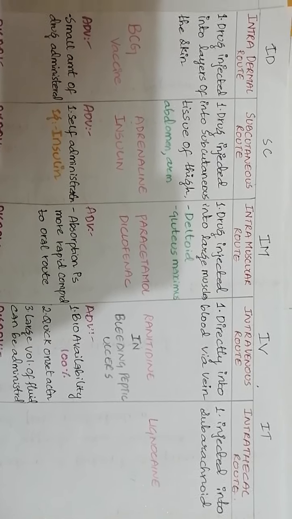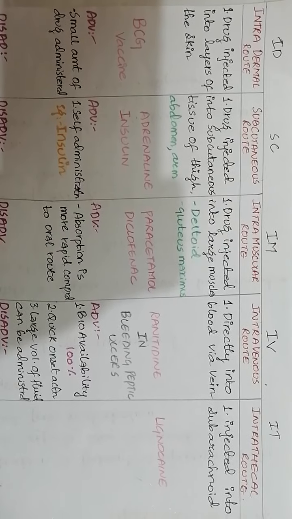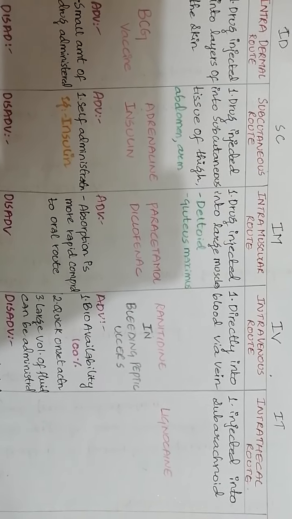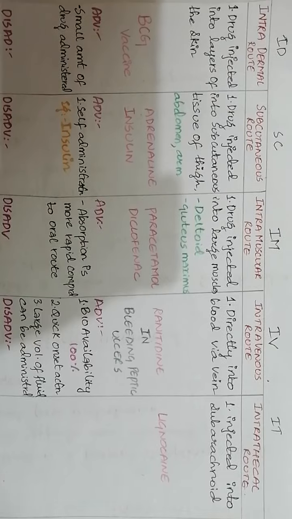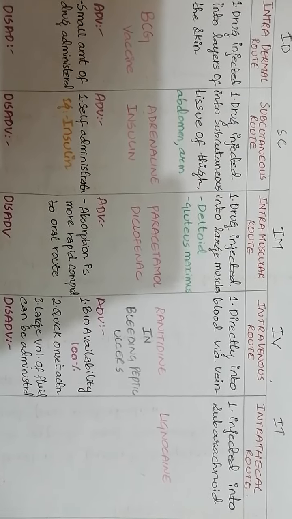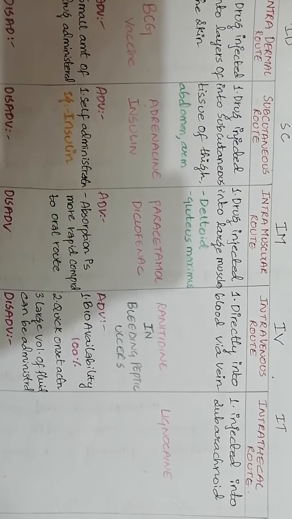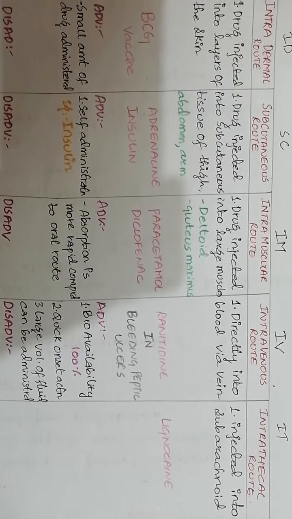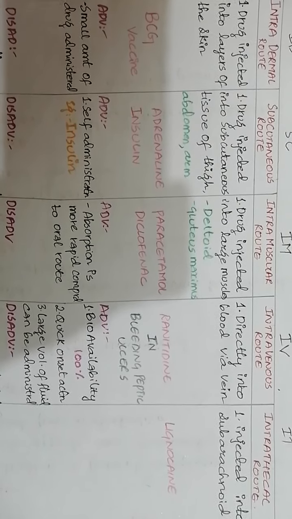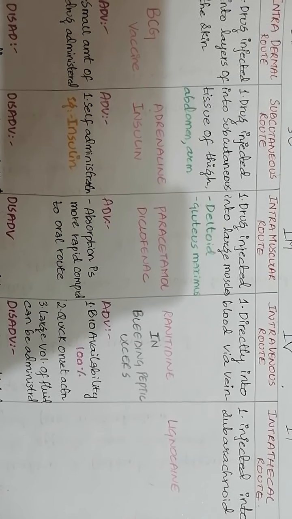Subcutaneous route: here the drug is injected into the subcutaneous tissue of the thigh, abdomen, and arm. Whereas in the intramuscular route, the drug is injected into the large muscles, the deltoid and gluteus maximus. Next is the intravenous route. Here the drug is administered directly into the blood via a vein. Intrathecal route: here the drug is injected into the subarachnoid space or the spinal cord.